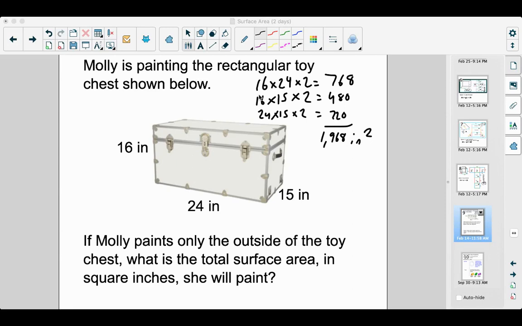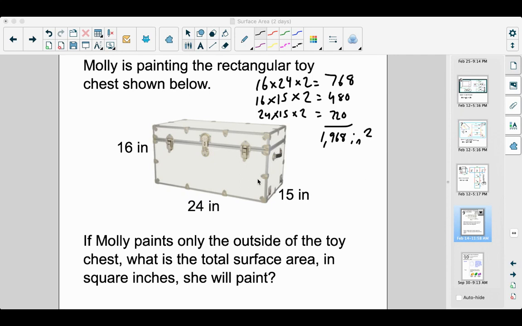Okay, welcome back. Hopefully the answer that you got is 1,968 inches squared. So the front and back are 16 by 24, so 16 times 24, and then I multiplied by 2 to get the front and back is 768. Okay, the sides are 15 by 16, and again, the left and right are going to be the same. So 16 times 15, and then I doubled it, is 480.